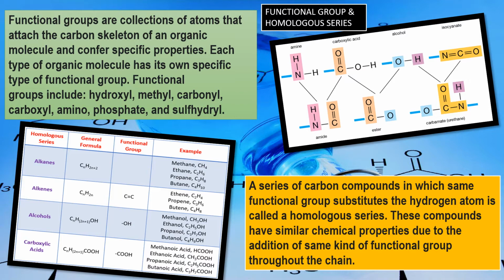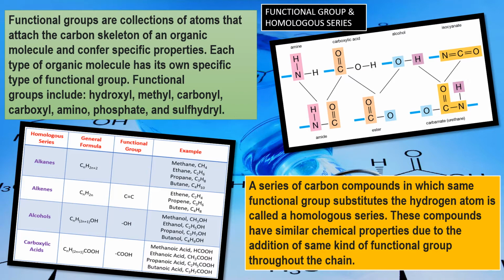Now alkenes, that means a double bond is present, C double bond C, the functional group. So here the general formula is CnH2n. So ethene, C2H4, propene, C3H6, butene, C4H8, like this. Alcohols, general formula CnH2n+1OH. Functional group OH. Example methanol, CH3OH, ethanol, C2H5OH, propanol, C3H7OH, butanol, C4H9OH, like this.